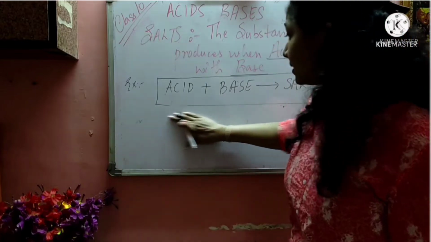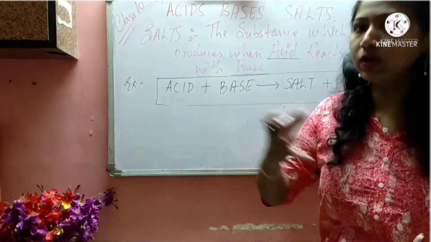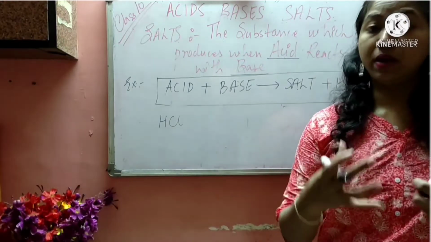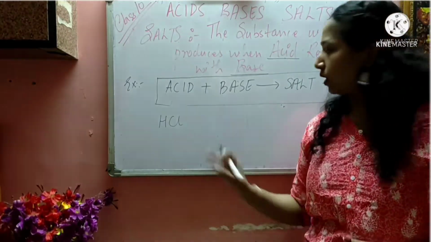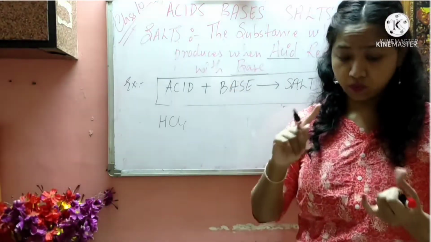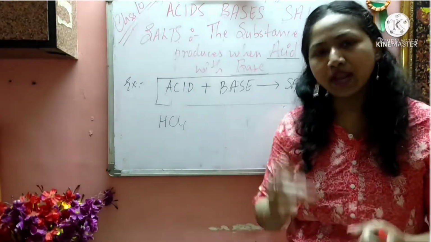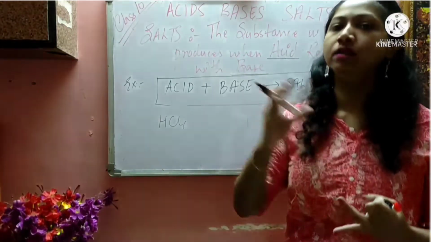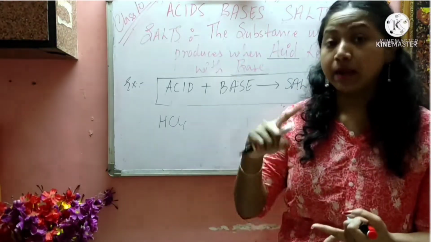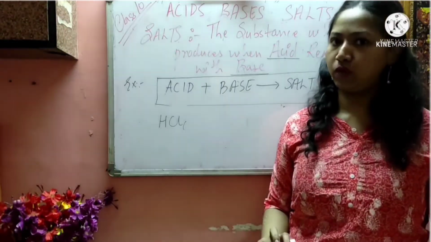Now let's see the examples. What I said, salt is produced when acid reacts with base. Now, what is acid? You are well aware of it now. As we have seen in our previous video, when acid and base are in aqueous medium, that is, dissolved in water, the dissociation is going to take place.